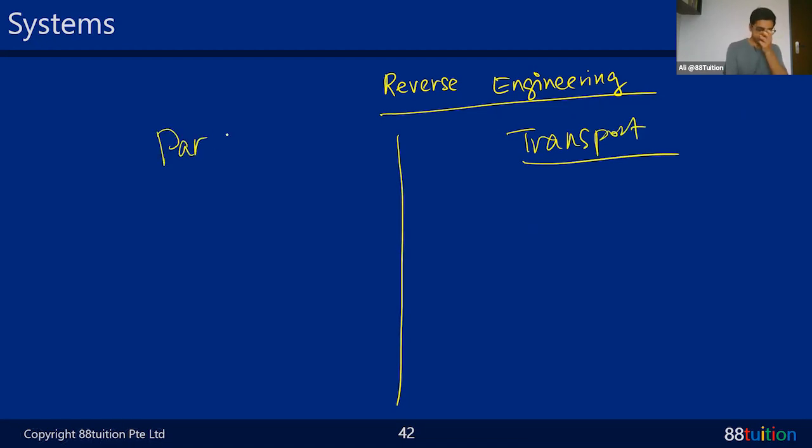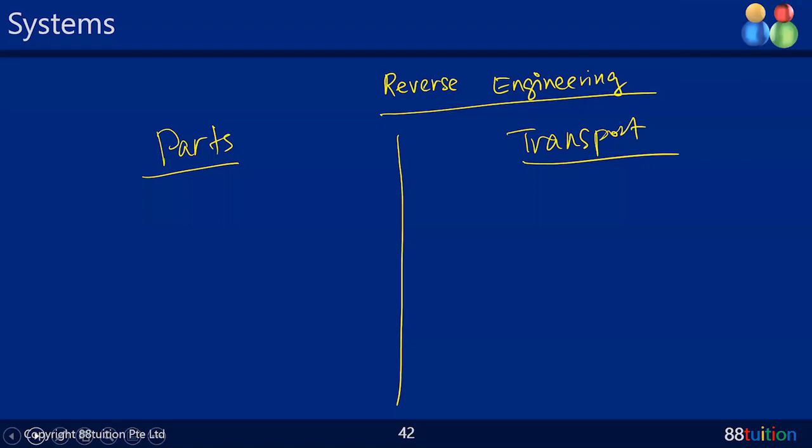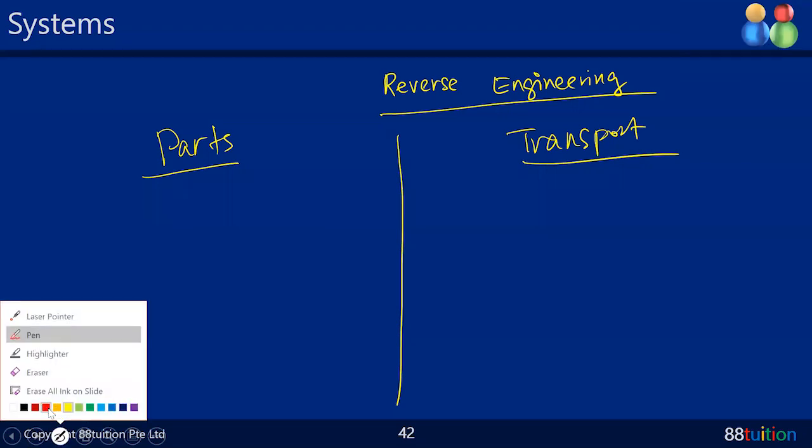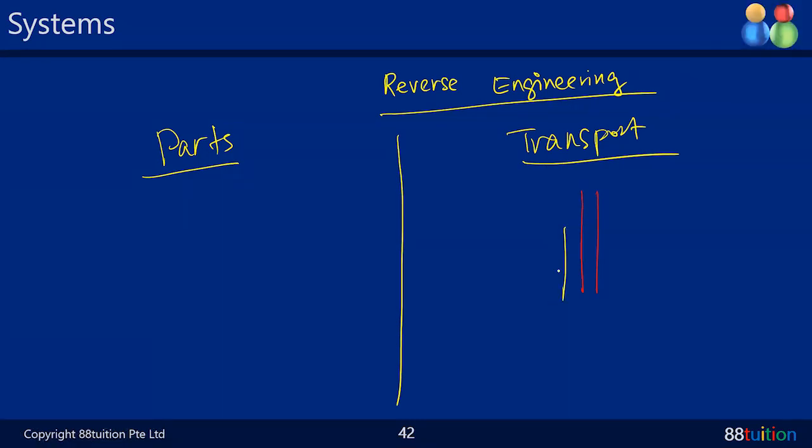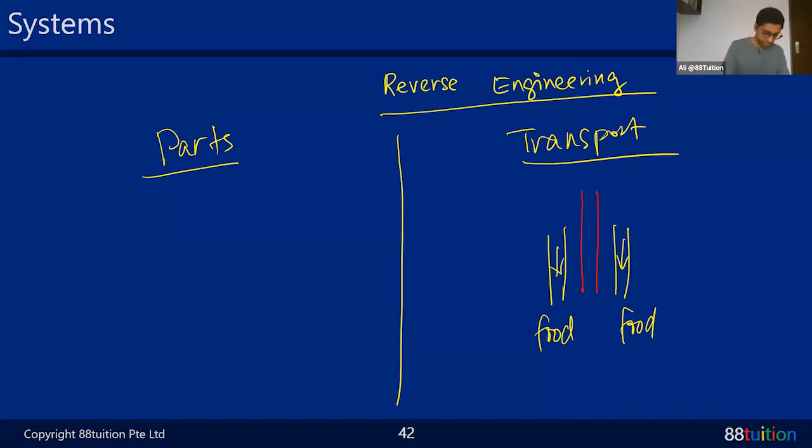This one is about the parts. The food carrying tubes and the water carrying tubes. Very good. So where is the food carrying tube and water carrying tube? The food carrying tubes are on the outer side of the stem, and the water carrying tubes are in the inner side. Okay, very good.